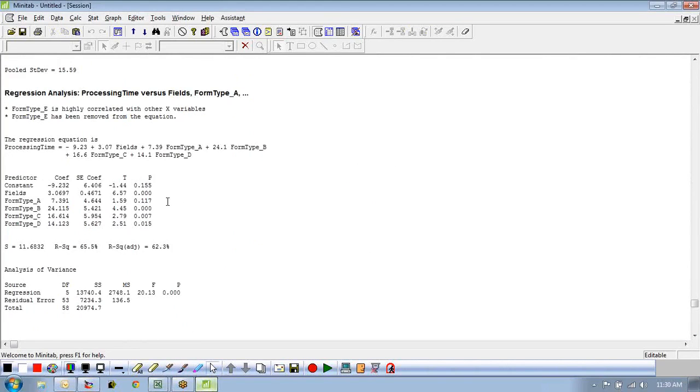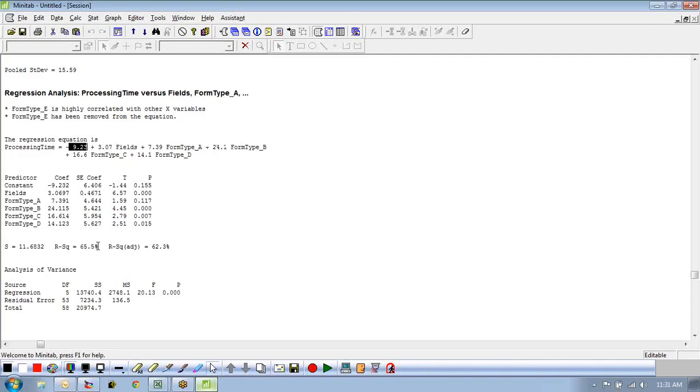And you know, we can remove the things that are not significant, like we might want to remove form type A. But if we just wanted to leave them all in for a moment, here's what our model would be. You can see it's minus 9 plus 3.07 for fields, plus 7.09 based on whether it's form type A, 24 based on form type B, C, D, and we don't need to make the adjustment for E. All the E's will just be A, B, C, D off. Okay?